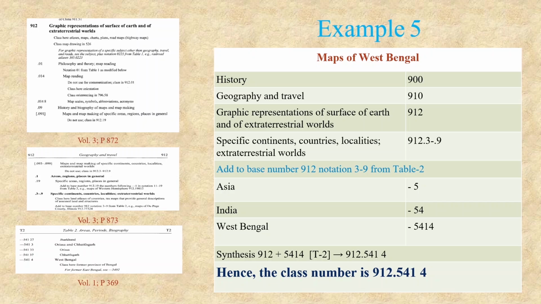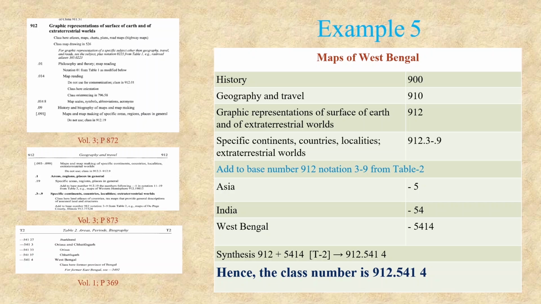So from DDC volume 3, page 867, geography and travel comes under 910. Geographic representation of the earth's surface, which includes maps, falls under 912, page 872, volume 3. That is given here for your better understanding from the schedule. Then maps of specific continents, countries or localities are classified under 912.3-912.9. So now we have to use the table for geographic location.